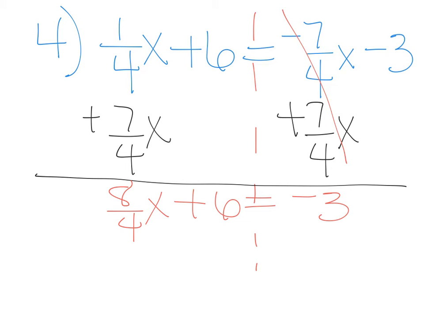Now, I'm sure some of you right now are going, well, 8/4 is 2x. Well, if you want to do that, that's fine, but let's suppose you didn't notice that that was going to reduce to 2x. So I'm just going to keep going. So I'm going to subtract 6 from both sides.